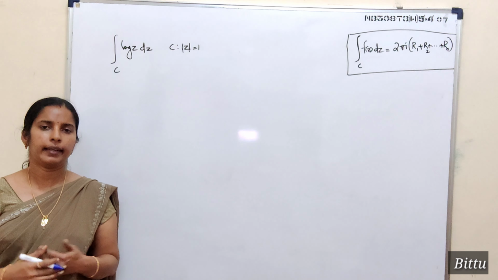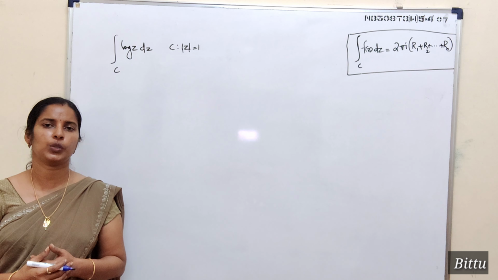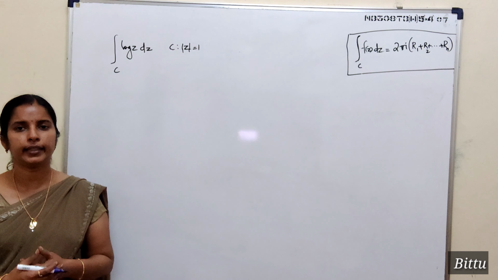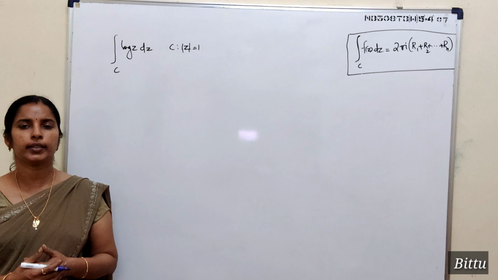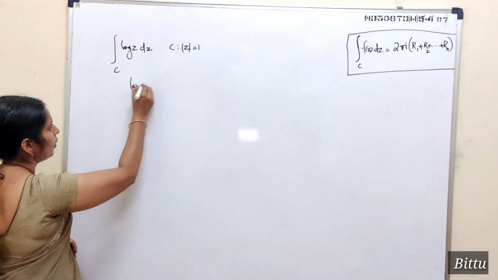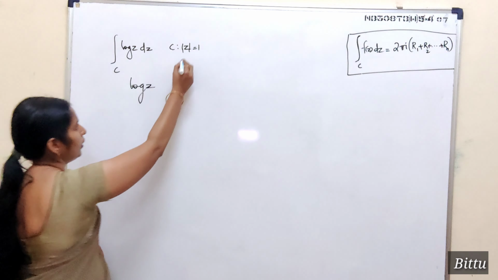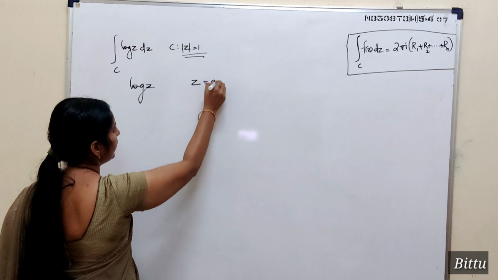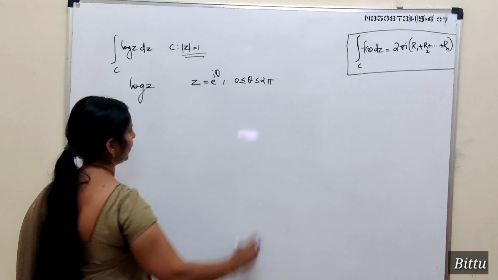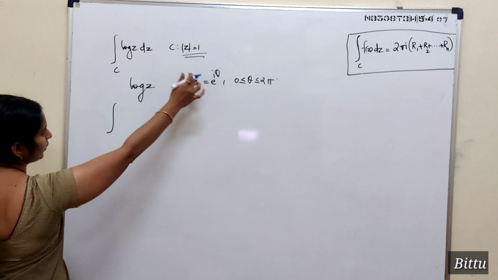Next, we have to answer another interesting question which is entirely different from all the previous questions which we have answered. So consider the integral over C of log z dz, where C is mod z equal to 1. See, here we have to integrate log z along the unit circle. On the unit circle, z is really e raised to i theta for 0 less than or equal to theta less than or equal to 2 pi.